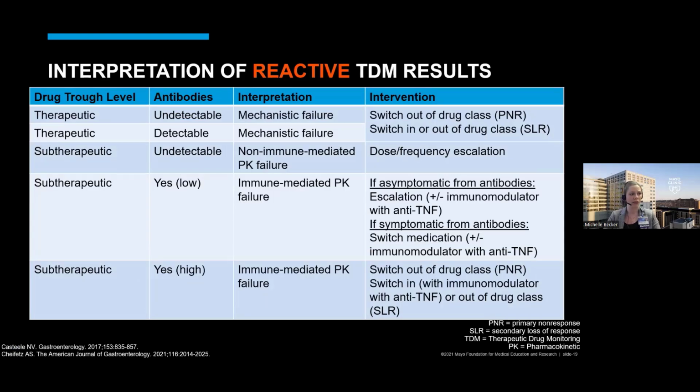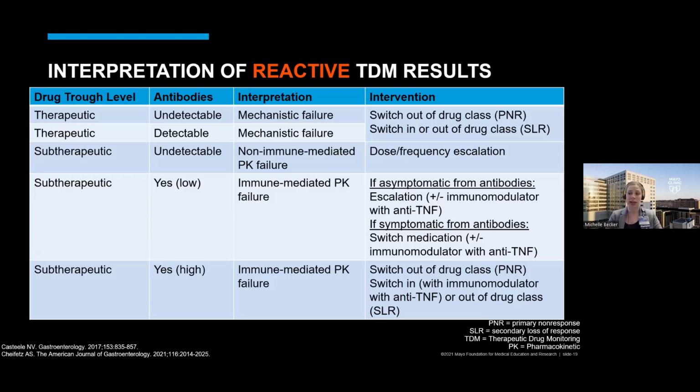So for a drug trough level that is therapeutic with undetectable antibodies, if the patient is not responding, this is going to be more of a mechanistic failure where there isn't necessarily adjustments to this medicine that can be made to make it work better. And in this case, if someone just never responded, I would encourage a switch out of class. So if they were on an anti-TNF, maybe try an IL blocker if that's appropriate.